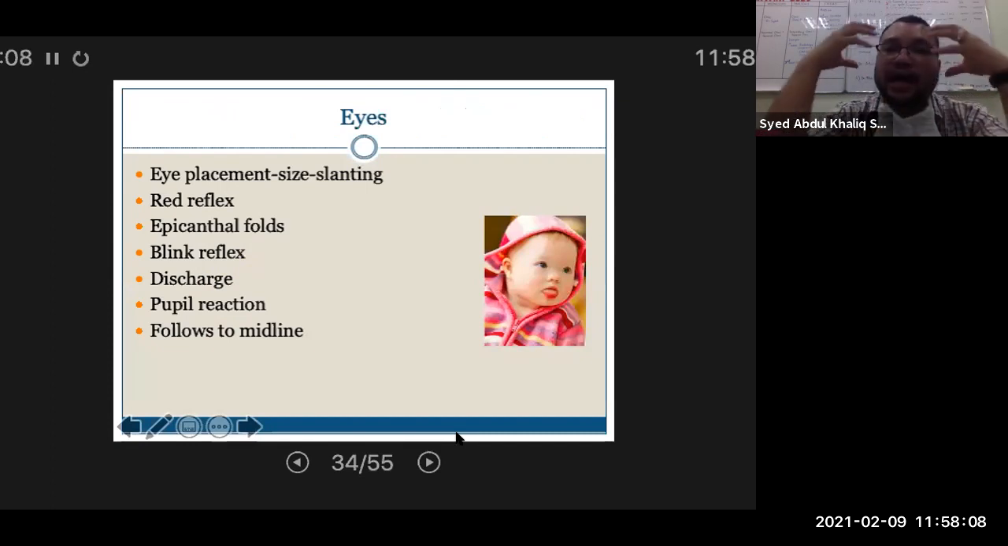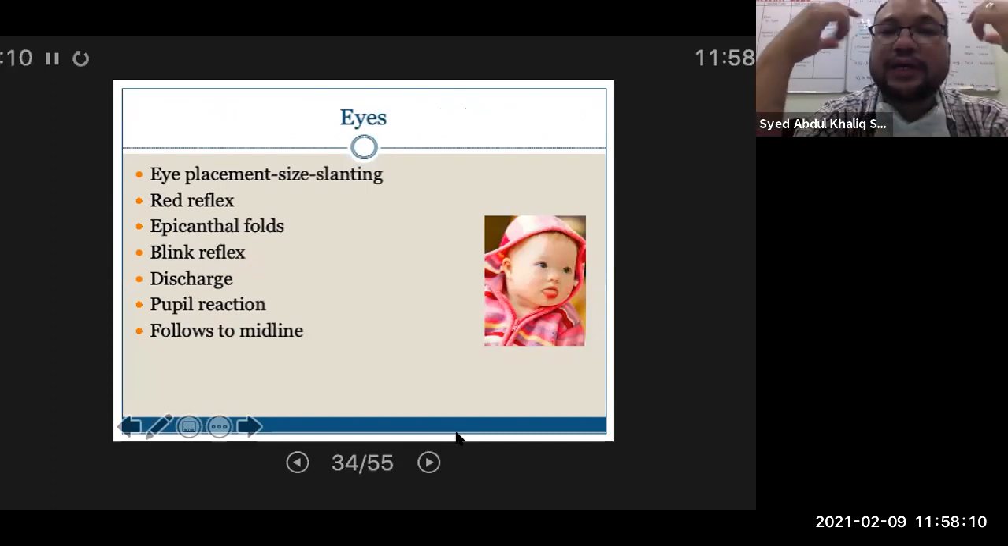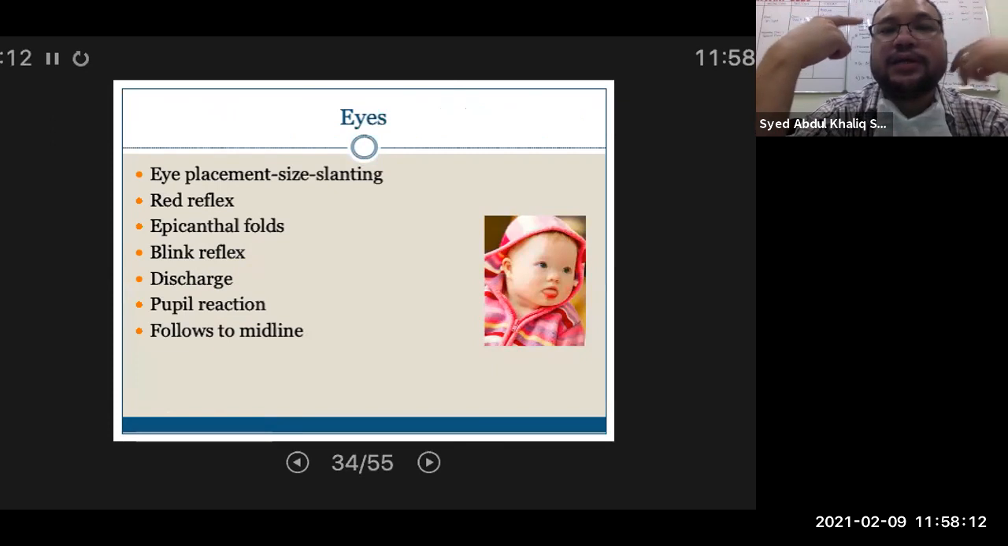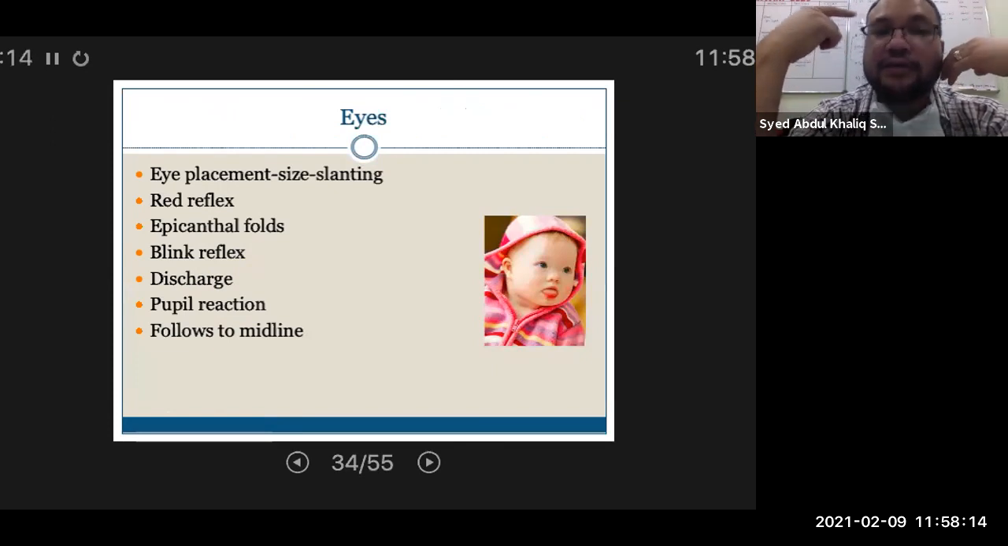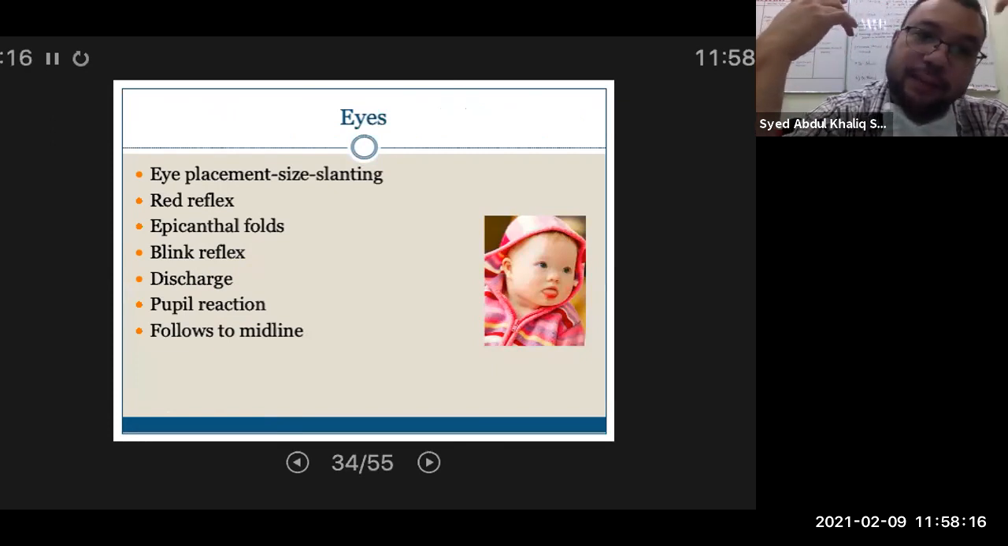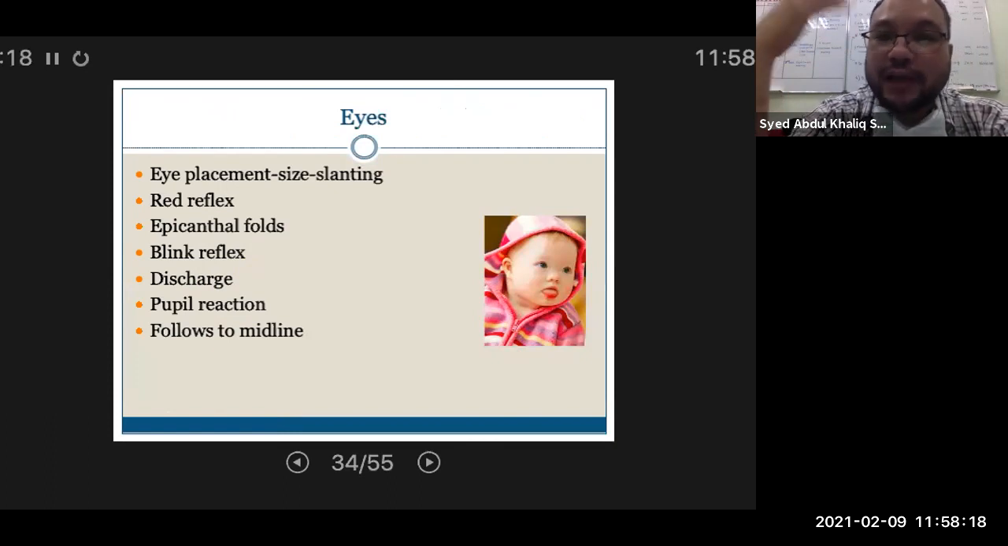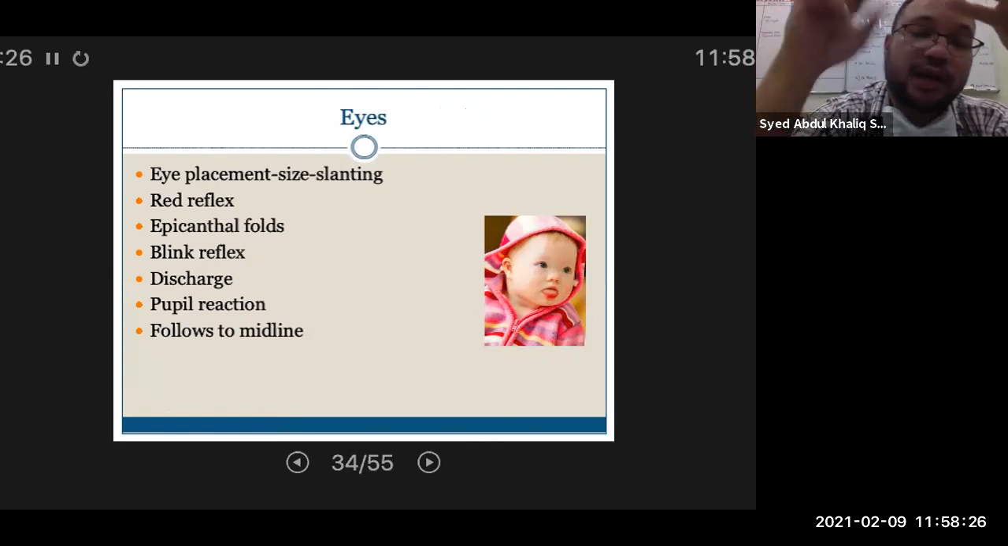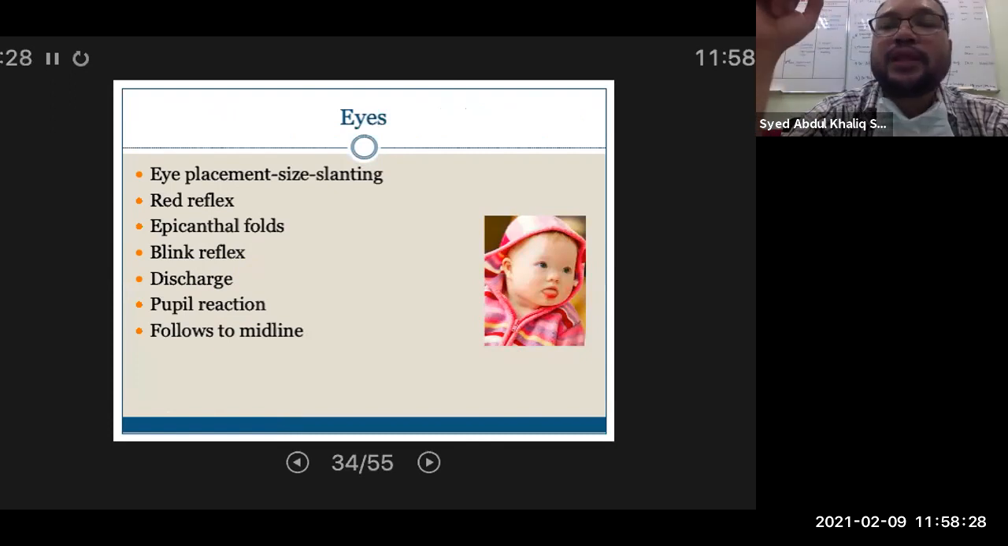So you look at the eyes as well. Eye placement dia macam mana, size eyes dia macam mana. Ada slanting of eyes tak? Kan? Ada epicanthal fold tak? Red reflex present tak? Sometimes absence of red reflex is a sign of congenital infection, TORCHES, toxoplasma, rubella, CMV, herpes. So it can be a sign of retinoblastoma, for example.